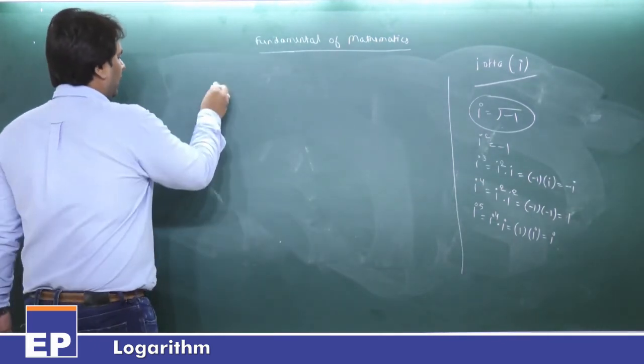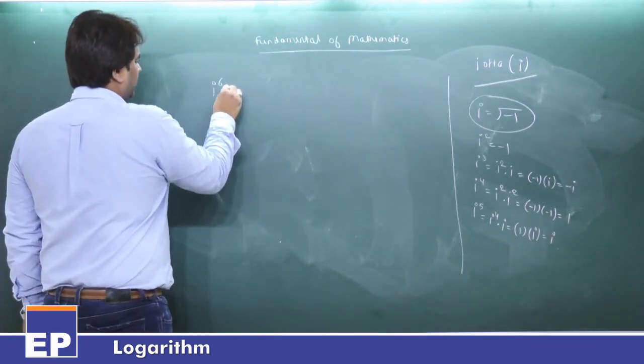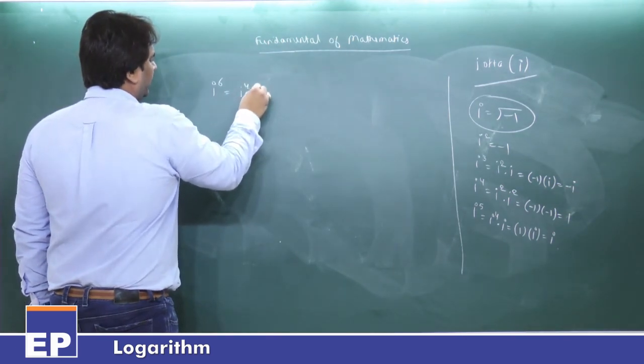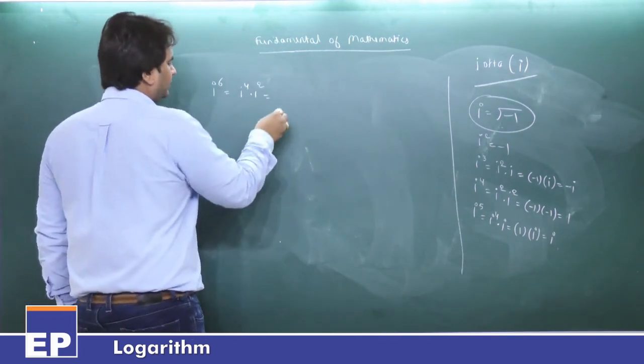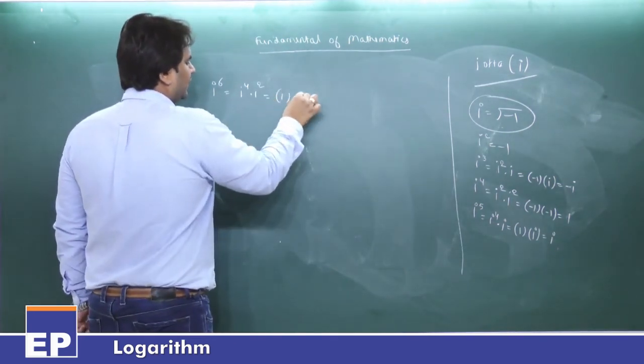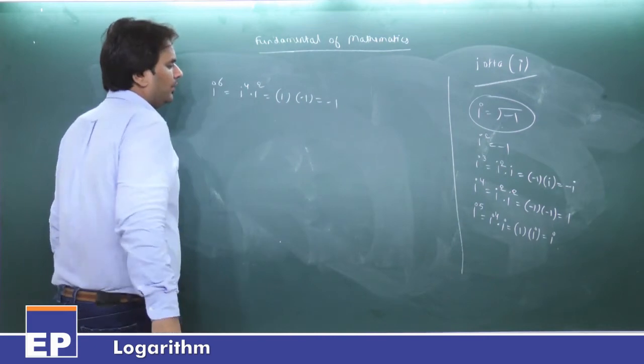Next is iota to the power 6. It will become what? Iota to the power 4 into iota square. What is iota to the power 4? Iota to the power 4 is what? 1 into iota square is what? -1. It will come out to be -1.